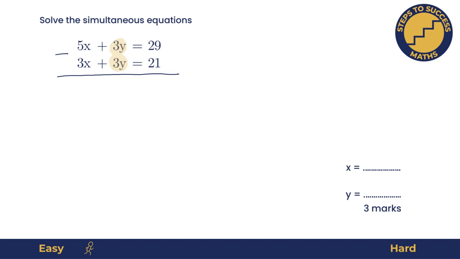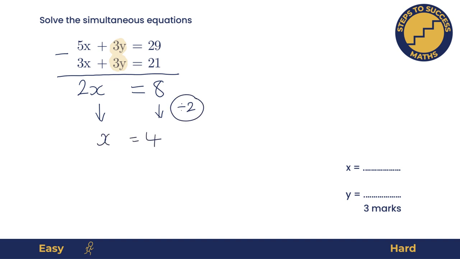Let's do that like this. 5x take away 3x is 2x. 3y take away 3y is nothing, so we can leave that blank. And 29 take away 21 is 8. So we've got 2x is equal to 8. Now we can find x. We need to divide by 2. x is equal to 4.